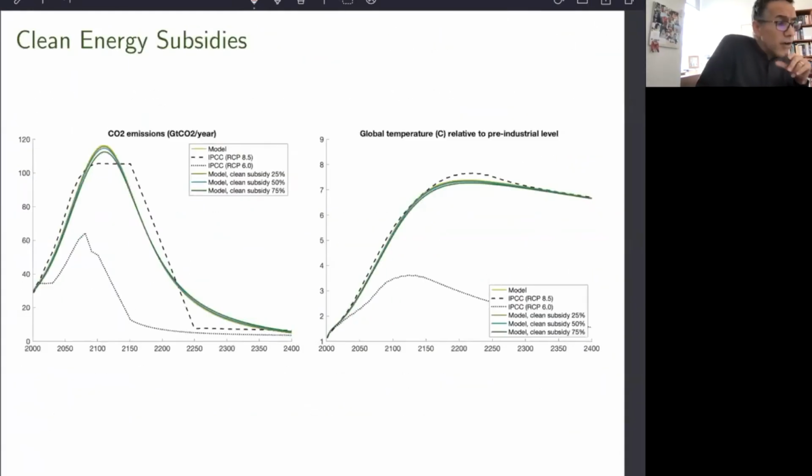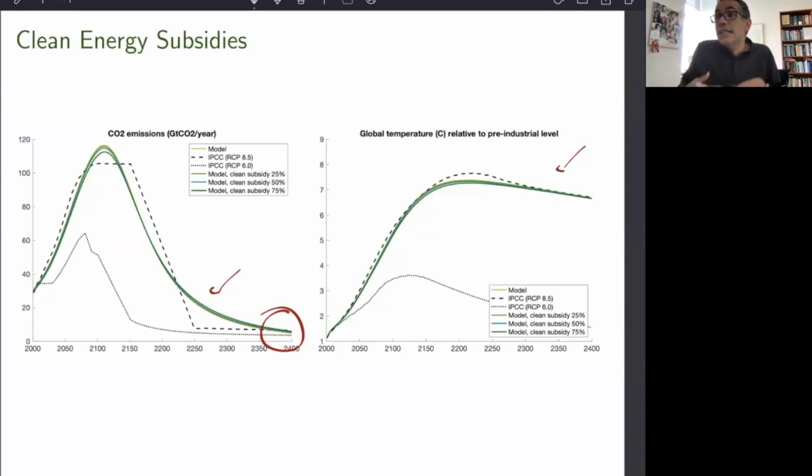The other policy, the clean energy subsidy, on the other hand, just doesn't do much in this framework. The reason is that it increases the consumption of energy as well. It substitutes toward clean energy, but also increases total consumption of energy. At the end of the day, it doesn't affect CO2 emissions or global temperatures that much, even though it does affect the economy, like a subsidy on production.